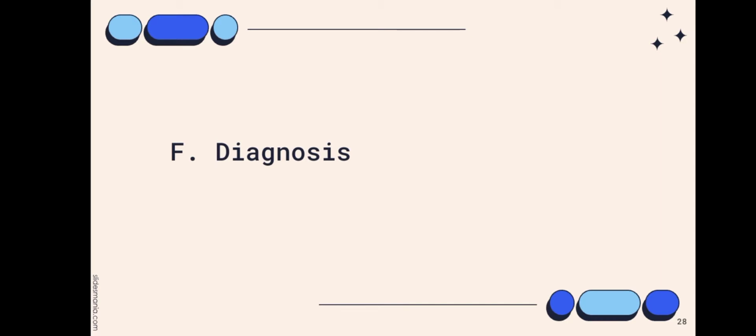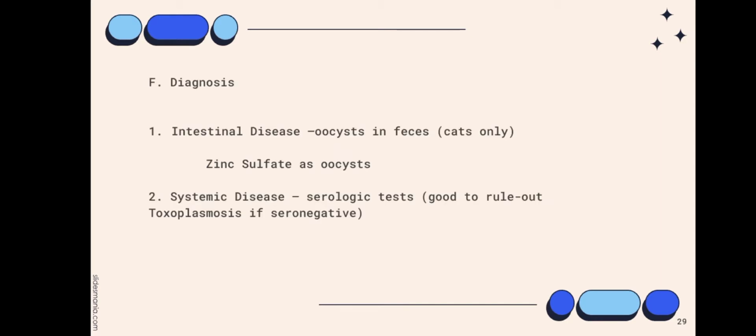Diagnosis: for the intestinal disease, look for oocysts in feces, only in cats. Use zinc sulfate flotation, as oocysts may be disrupted by other solutions. In systemic disease, a serologic test is good to rule out toxoplasmosis if seronegative. Because so many animals are exposed to Toxoplasma, a seropositive result doesn't necessarily mean active infection or the cause of the cat's disease. It could be an incidental finding.